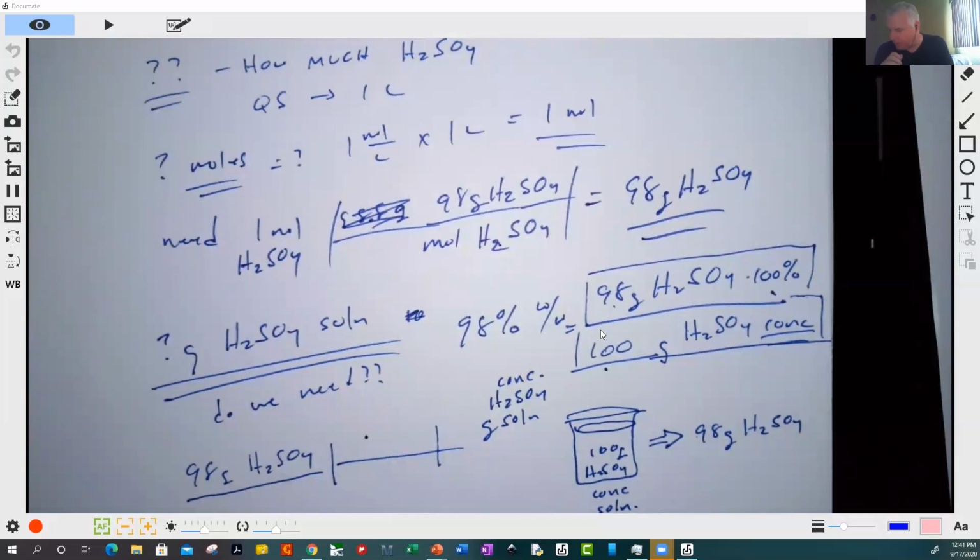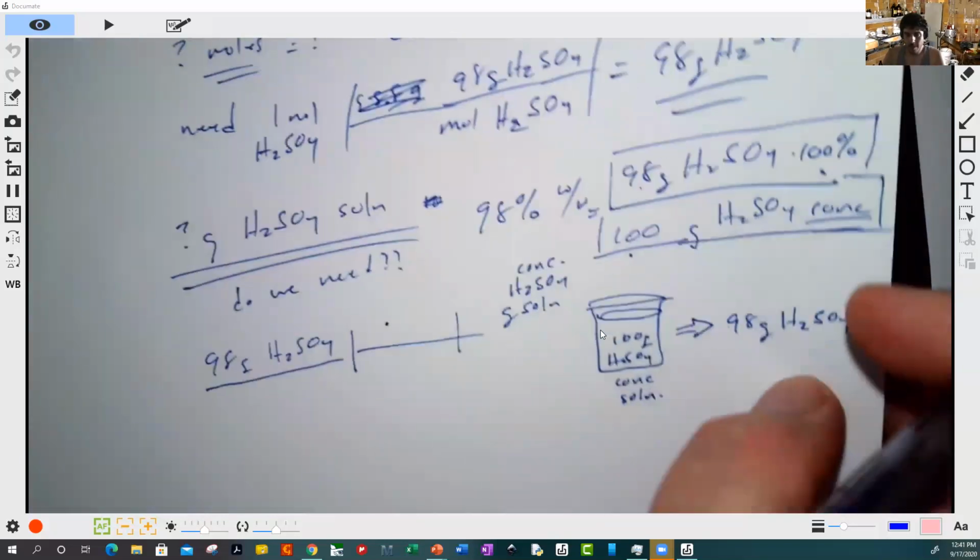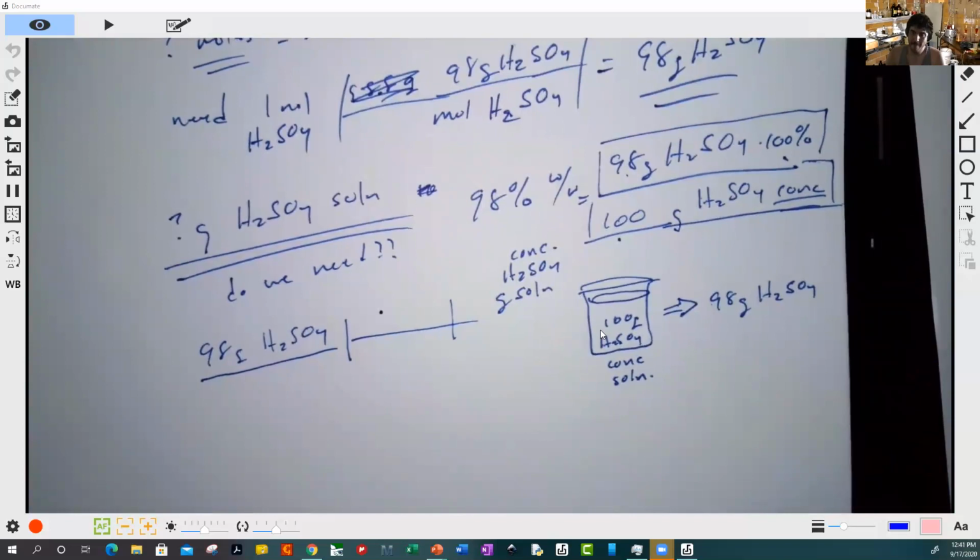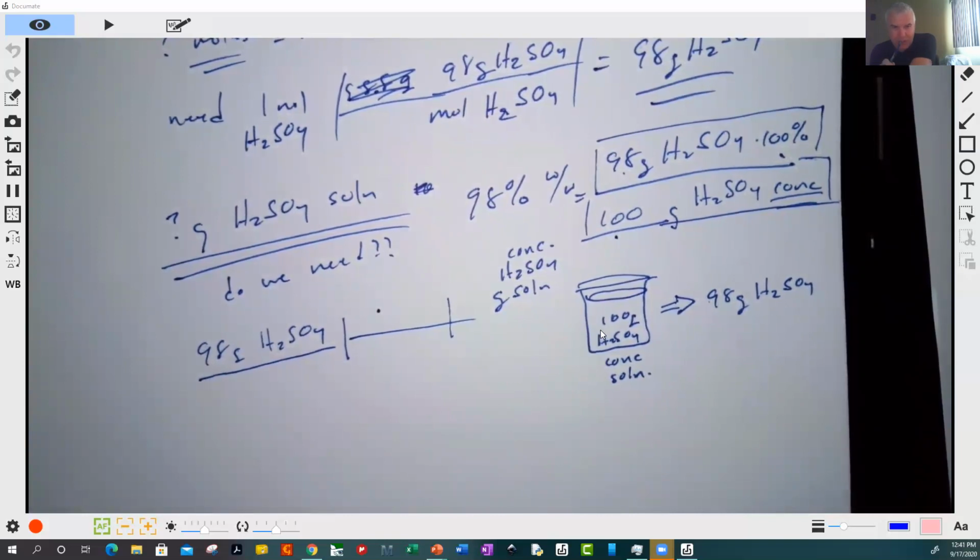So what will that be? Is this when we do the 1 minus 100, or maybe not 100, but 98? Okay. So if you say 100 minus 98, that'll give you grams of water. So in every 100 grams of sulfuric acid solution, there are 2 grams of water. We could say the opposite for the sulfuric acid. For every 100 grams, there's 98 grams of sulfuric acid.